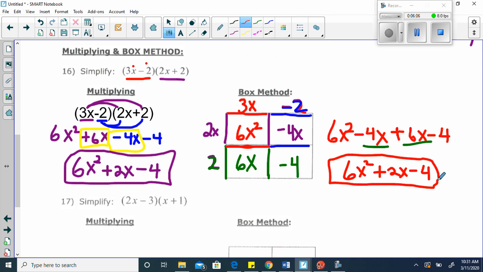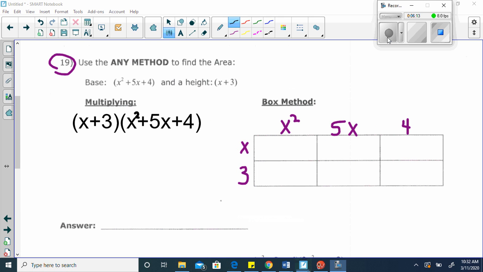Okay, these are the same as they should be because we multiplied the same thing, just in a different way. Okay, turn the page and go to 19. Now I'm going to show you how to multiply a binomial times a trinomial.